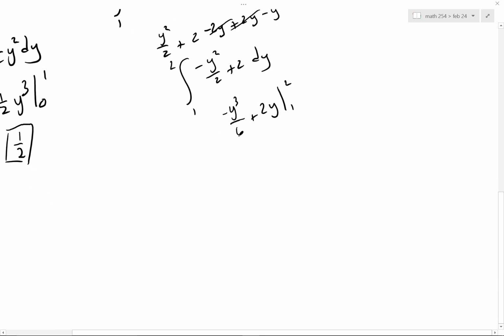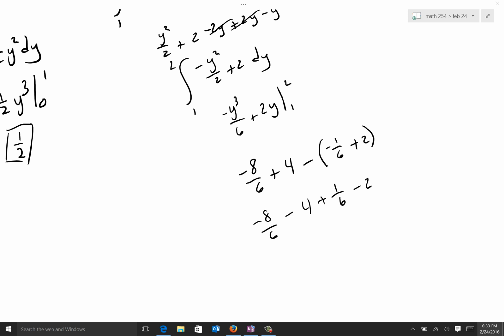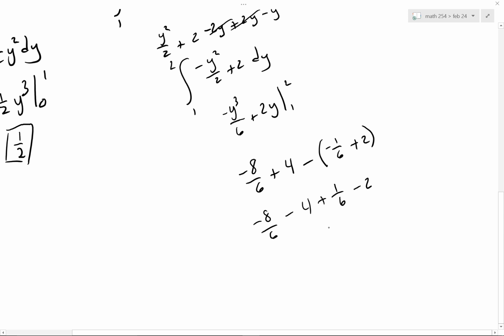It's looking good because I got a 6 down here, so that makes me pretty happy. It's going to be negative 8/6 plus 4 minus negative 1/6 plus 2. And so it'd be positive 1/6 minus 2, 8/6. So, I messed up somewhere. Yeah, it should be a plus 4. Thank you. Phew. So there's 2, and then it's minus 5/6, right? Which is 1 and minus 7/6. Minus 7/6.